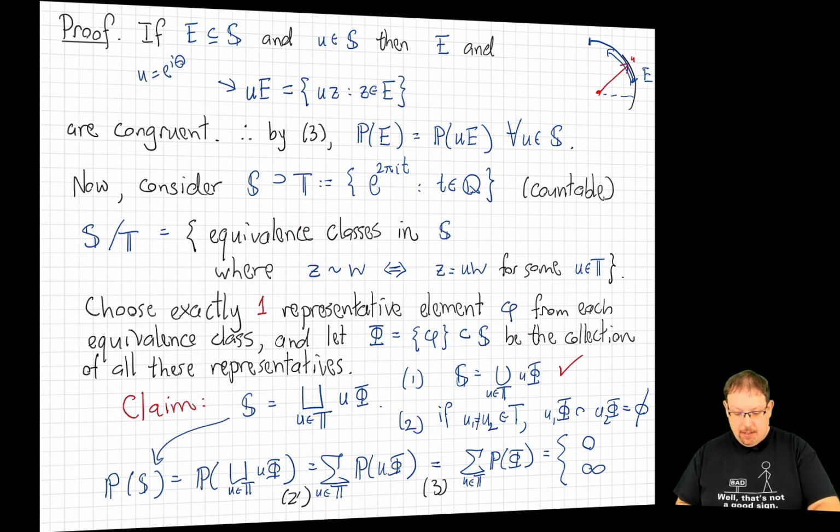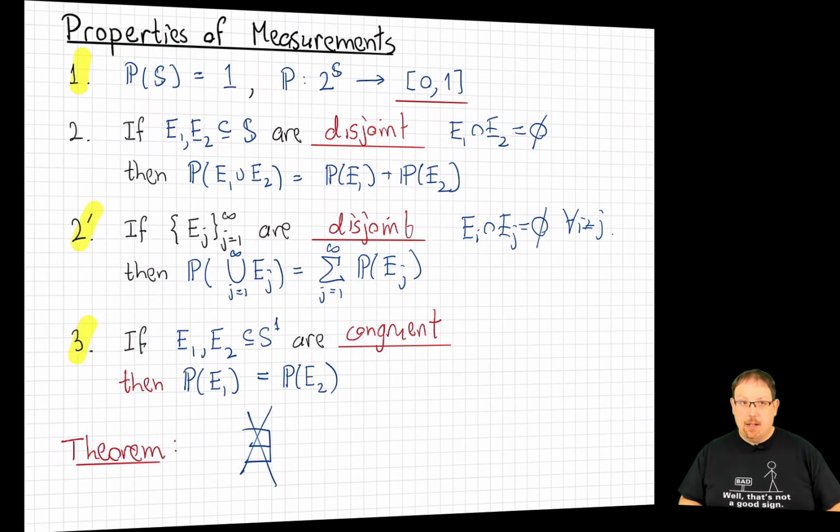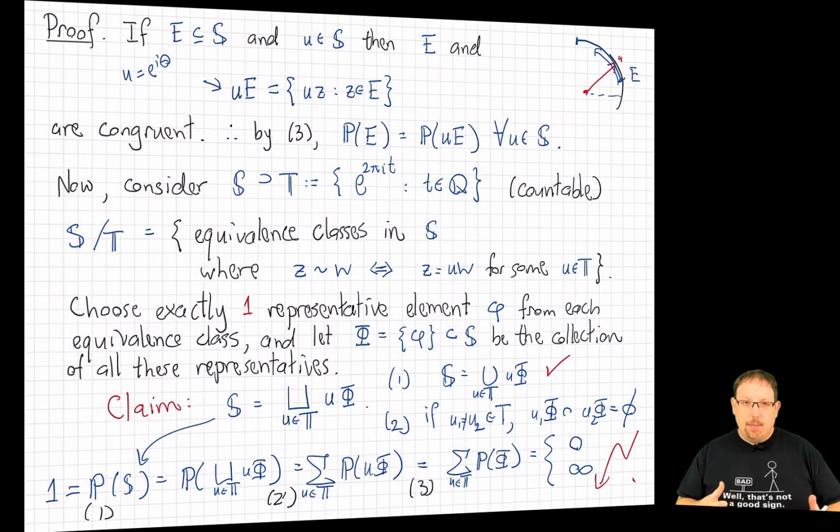But let's go back along this chain of equalities and note that that number there has to be equal to the proportion measure of the whole circle, which by property 1 is equal to 1. And that is a contradiction. So that contradiction means that these three properties are mutually logically inconsistent. It is not possible for such a function for measuring to exist. So that's a little mind-bending.